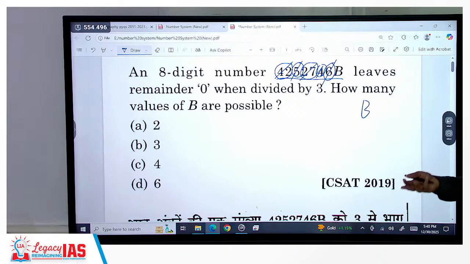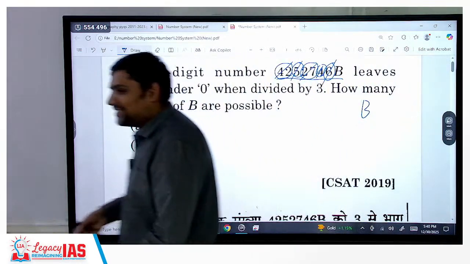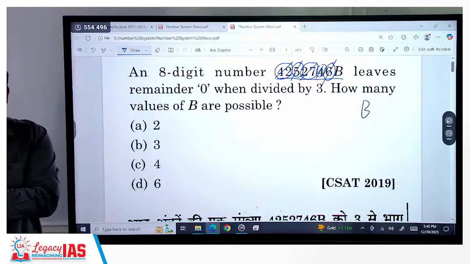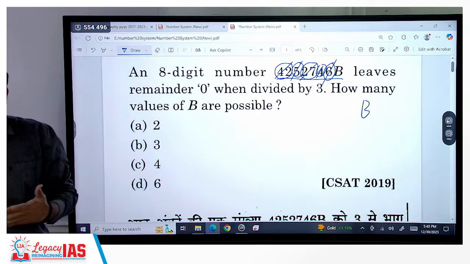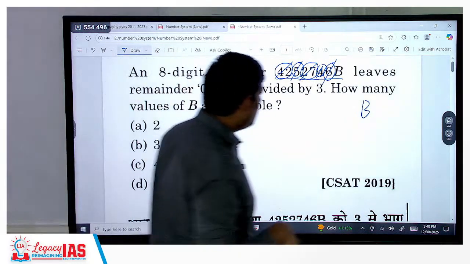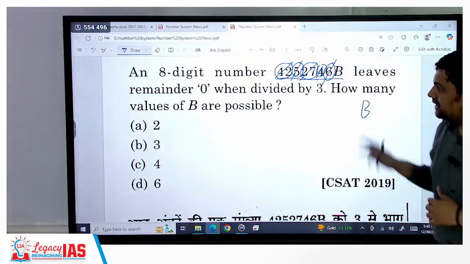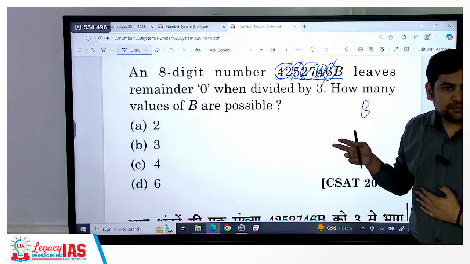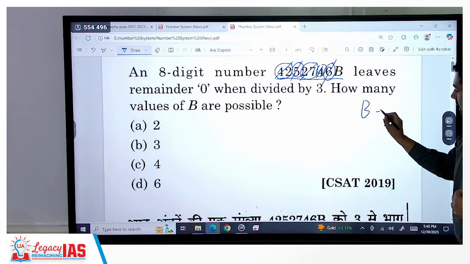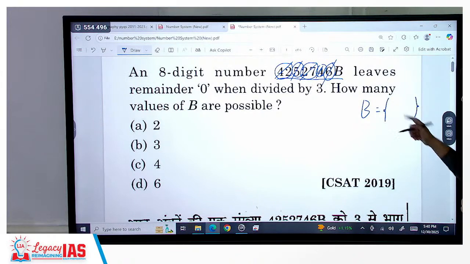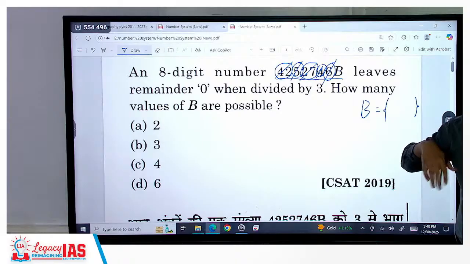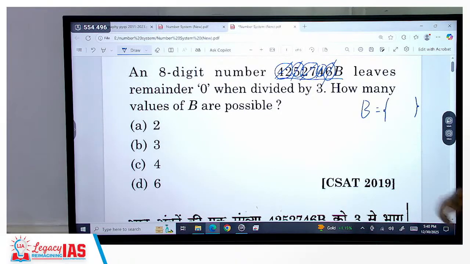Did anyone cancel out B as well? So B you cannot cancel out because you don't know the value of B. Now, what are the possible values of B becomes your question. It says how many values of B are possible. B can be what, such that it is a multiple of 3? What are single digit multiples of 3? Of course, you must be seeing 3, 6, 9. One more.